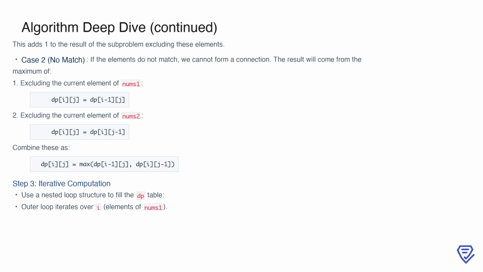By combining these two cases, we establish a general transition relation where dp[i][j] is equal to either dp[i-1][j-1] plus 1 if there is a match, or the maximum of dp[i-1][j] and dp[i][j-1] if there is no match. With this relation defined, we can now iteratively compute the values in the dp table. Using a nested loop structure, we iterate through all possible indices i and j to fill the table step by step.